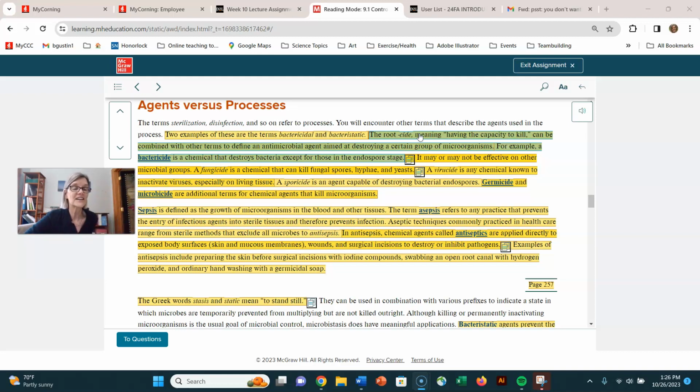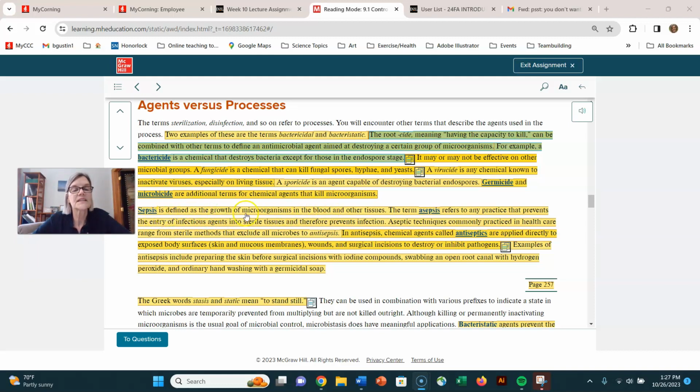A fungicide, a treatment that kills fungi. A virucide, a treatment that kills viruses. So if you can get those roots in your mind, cide and static or stasis, you can create a lot of words out of those. There's even germicide and microbicide, which are actually just real general terms for the ability to kill any germ or microorganism.